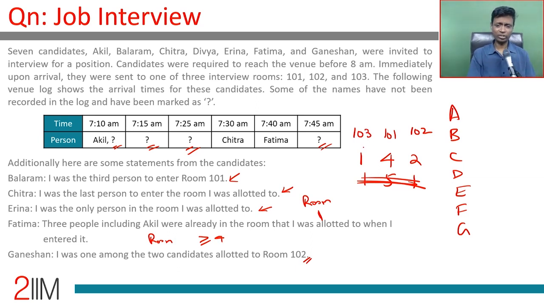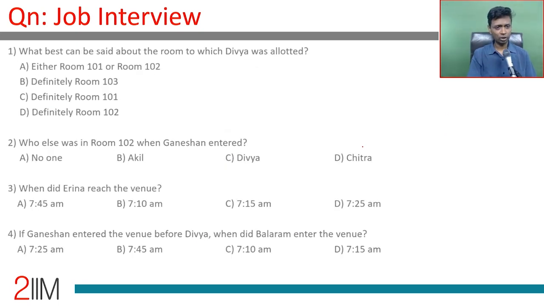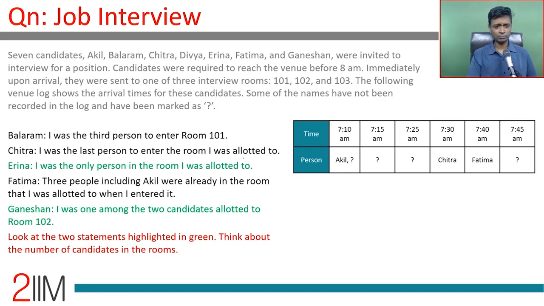And then we're going to use these constraints, see them clearly, and then see what else we can fill. These are the questions. I'm going to go step by step. Just to revisit, Irina was the only person in the room she was allotted to. Ganeshan was among 2 candidates. We've already made this inference. Candidate numbers are 4, 1, and 2, so the 4-member room is 101.